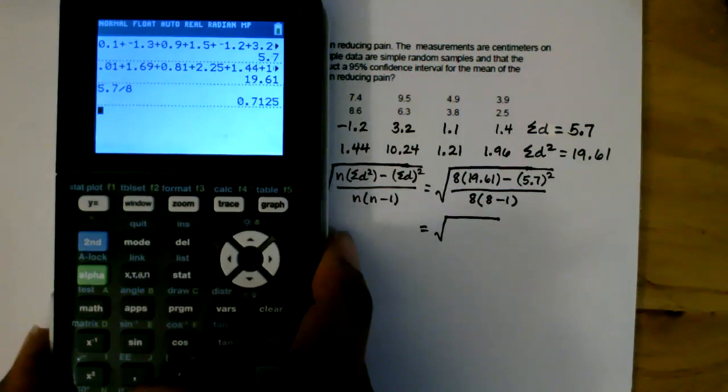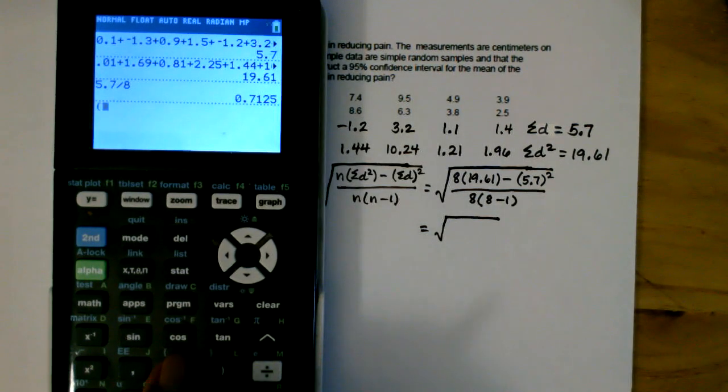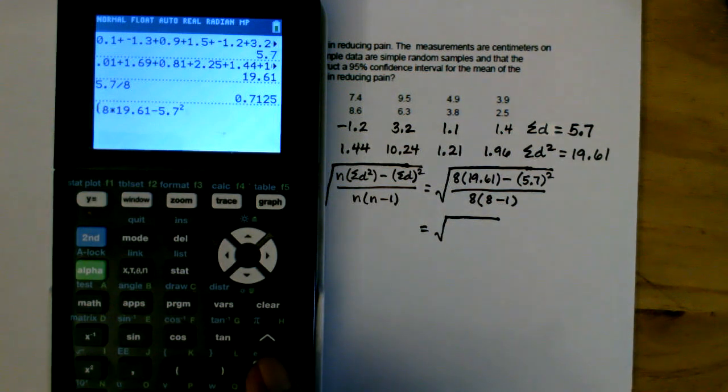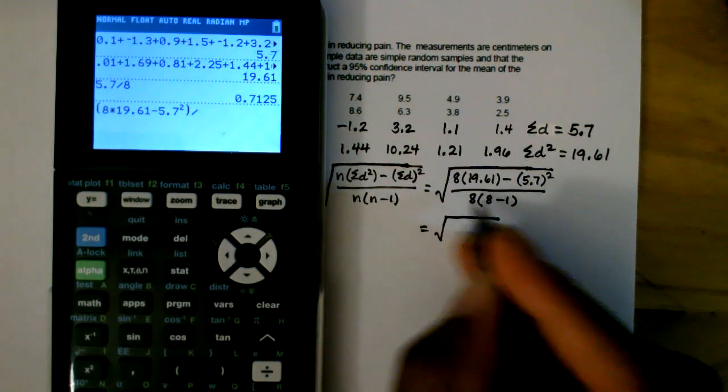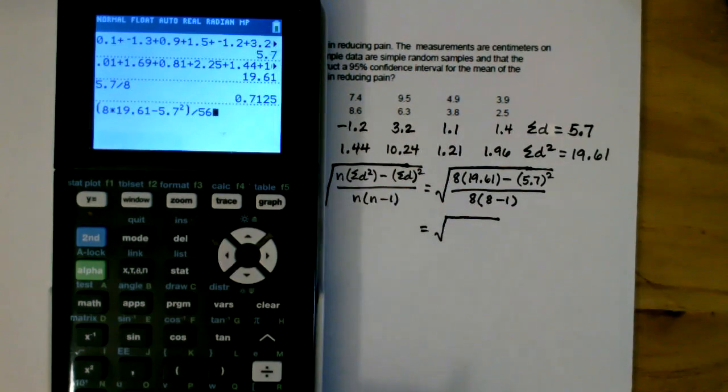So I'm going to simplify with something to meet that radical. Let's see, left parentheses, 8 times 19.61 minus 5.7, and then squared. I'm going to close the parentheses here, because that's going to be divided by my denominator. If I do 8 minus 1, that's 7. 8 times 7 is 56.